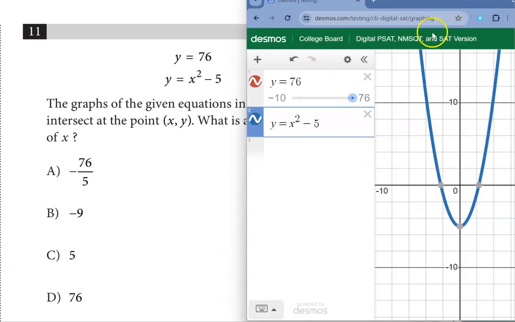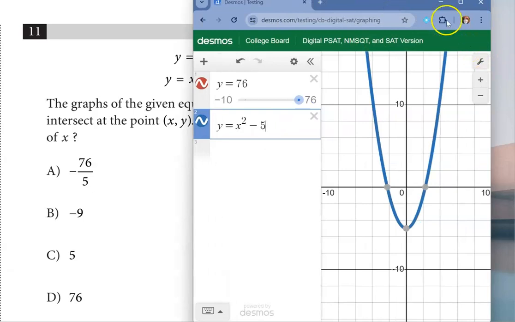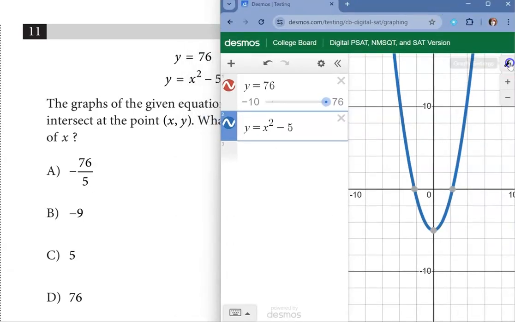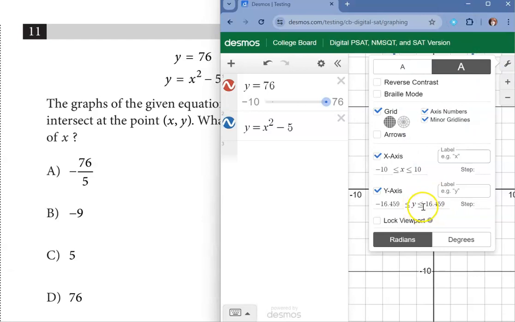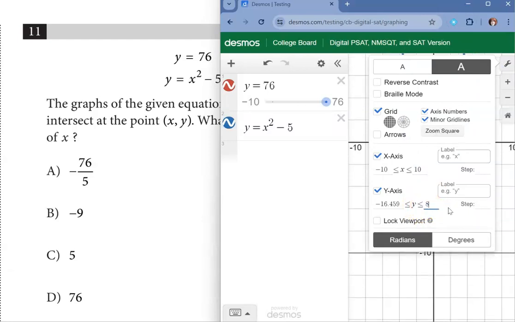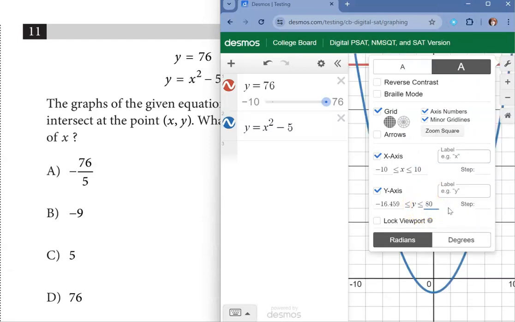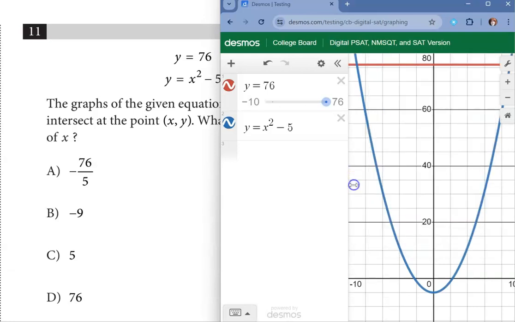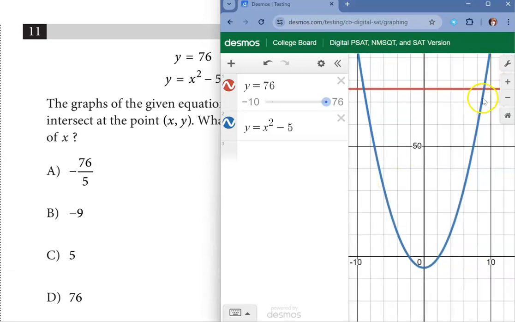So let's do something different now. Instead of zooming out, I want to use the window, the wrench, to adjust the window. Let's take this y value all the way up to 80. Now when I click off, I can see a horizontal line in my graph, and I can see my parabola, and I'm looking for the points of intersection.